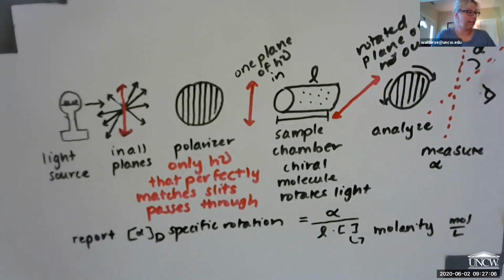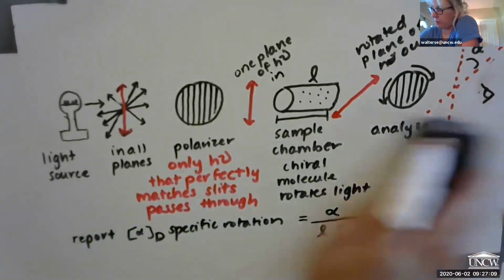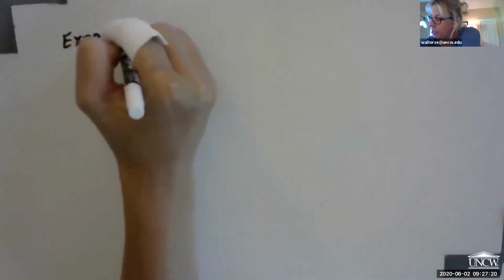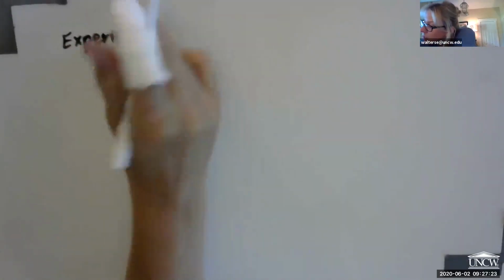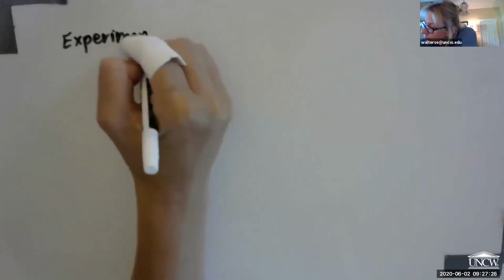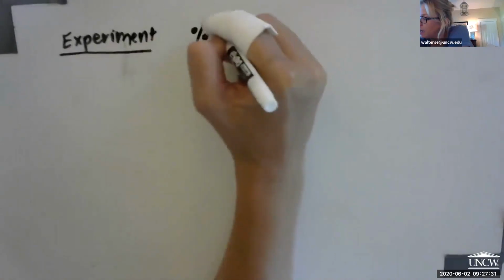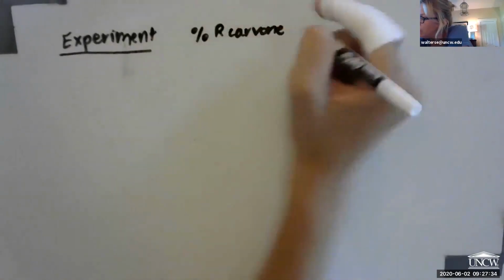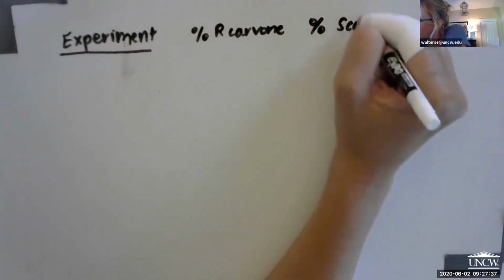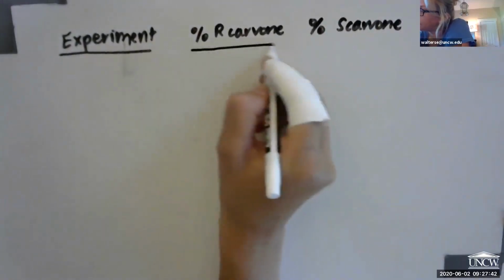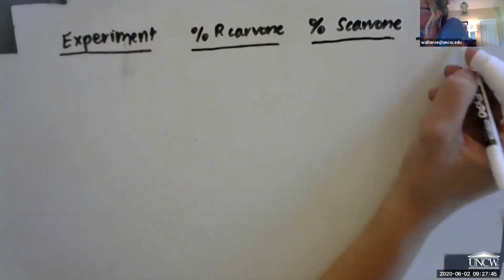All right, so let's say now that we are going to do this experiment, and we're going to do it in a couple of ways. So our experiment, we're going to write percent R carvone, percent S carvone, and then the optical rotation.